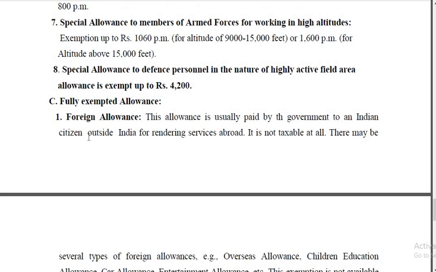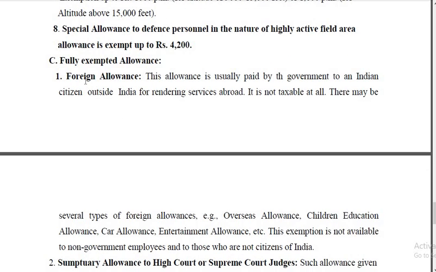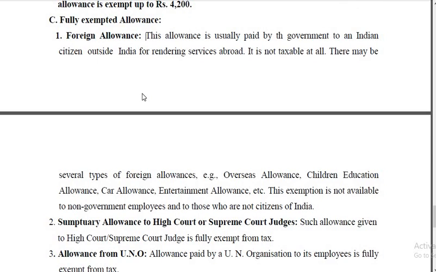Okay, now we'll move on to fully exempted allowances. Foreign allowance comes under that: government employees who are Indian citizens but working outside, rendering service to the government abroad. It is not at all taxable; it is fully exempt. So we first considered fully taxable allowances, next taxable up to a certain limit, and third fully exempted allowances. These are fully exempt, not at all taxable.